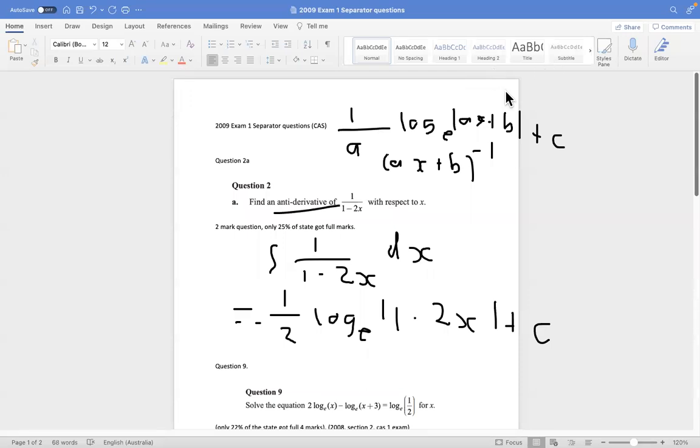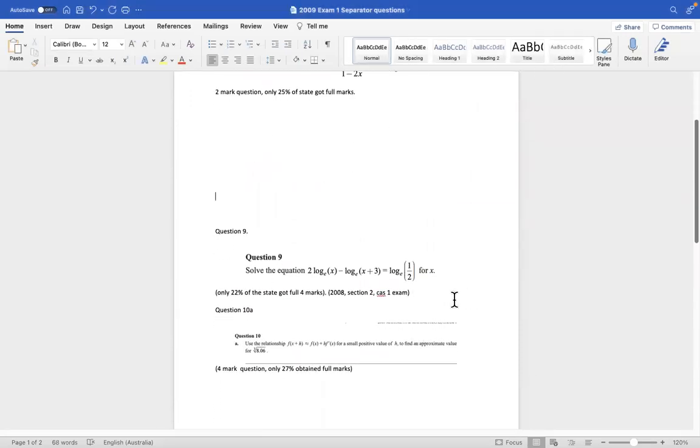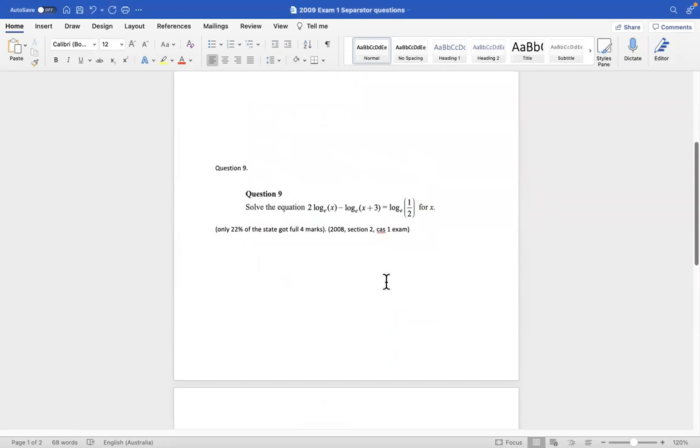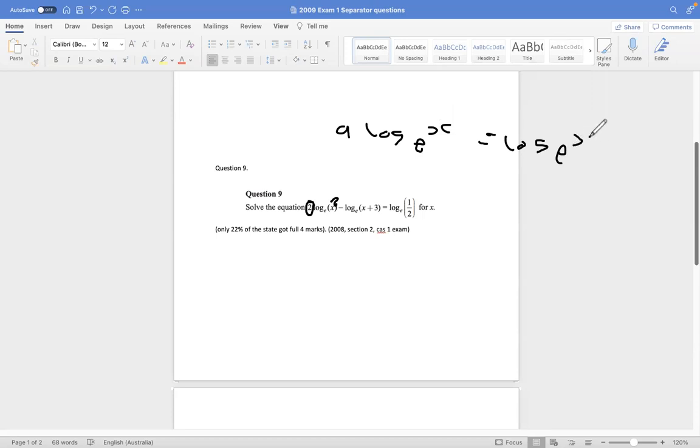So now we'll move on to question number 9. Question number 9 will be using log rules. Remember how when you add or subtract logs, they must divide from each other. And if you see this here, you can put this as a power, so it becomes x squared. It's just one of the log rules. So if you have a log e x, this just becomes the power, so that will be x to the power a.